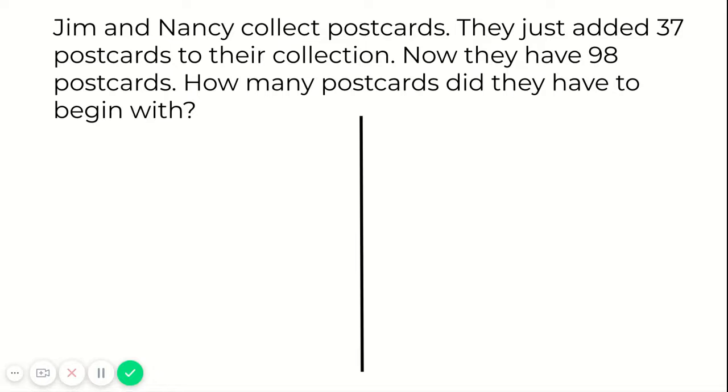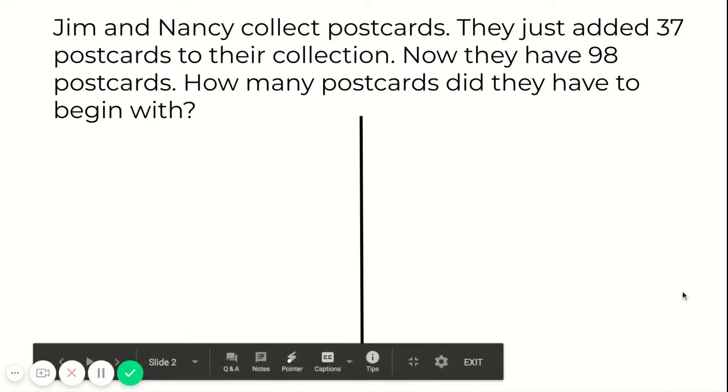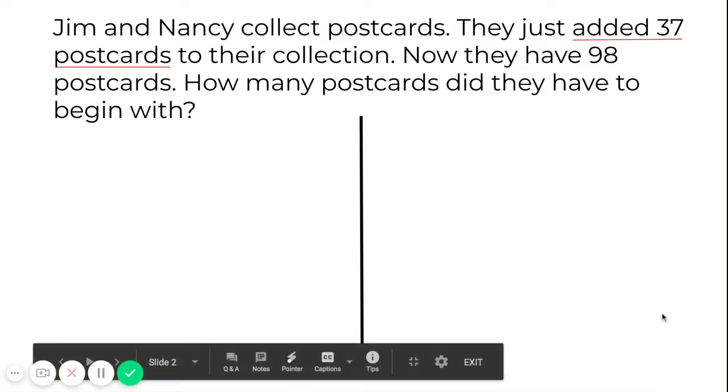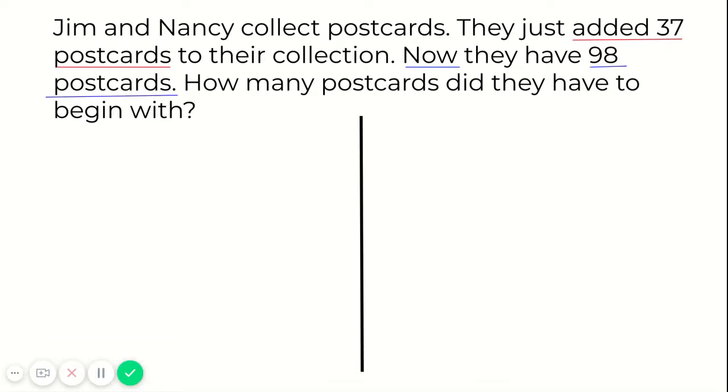Then we want to think about writing a solution equation. So let's think about what we know in the problem. What are the things we know? Well, we know that Jim and Nancy added 37 postcards to their collection. So we know their collection of postcards is changing because they're adding more postcards. We also know that now they have 98 postcards in their collection. That's another thing that we know that's going to be important.